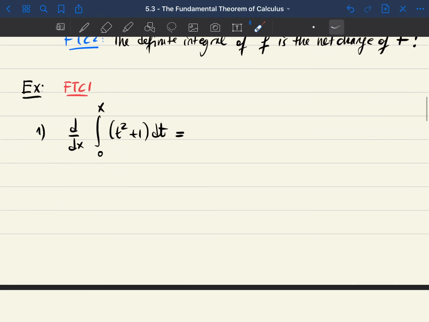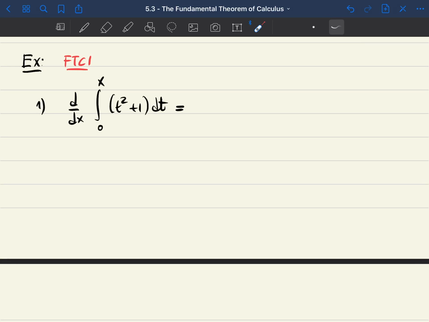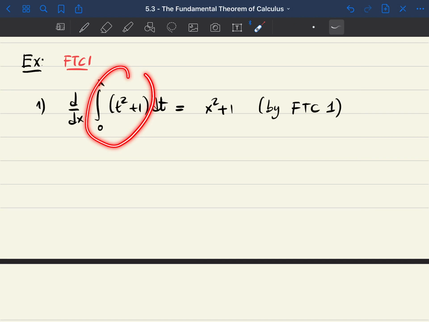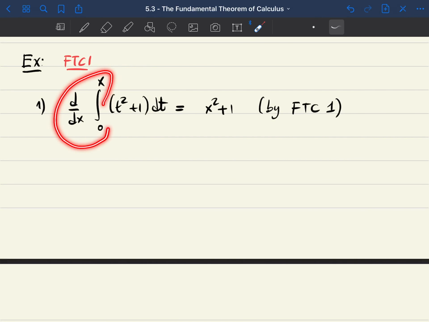So I'm going to drop all of these because I have x here and a constant here, and I'm taking the derivative. And then the answer is just by plugging in x for t. So basically the answer is x squared plus 1. And this is by the fundamental theorem of calculus, part 1. So it's that easy. So you don't really need to compute this, okay? You can just use the FTC to omit these two parts.